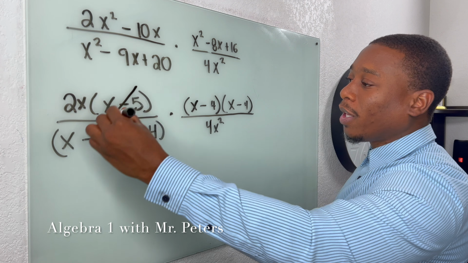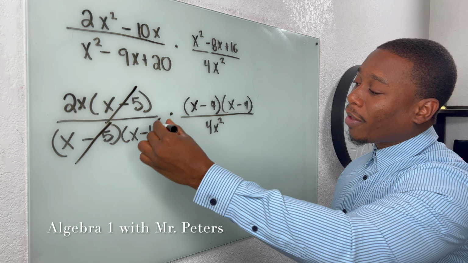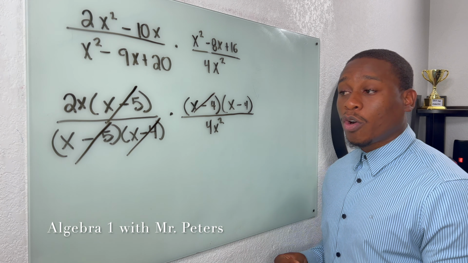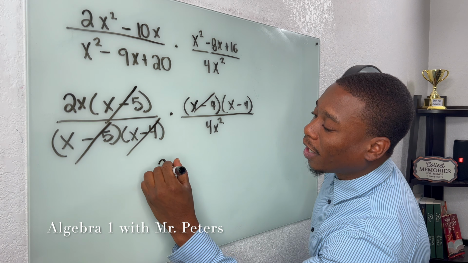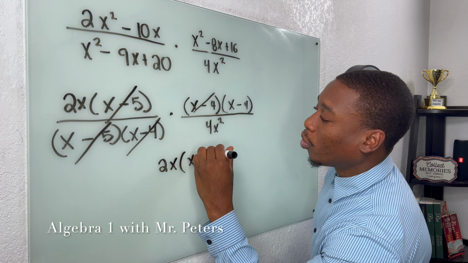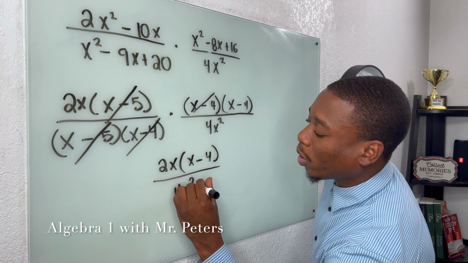Now at this step, we could simplify. So we have x minus 5 is gone with x minus 5. And then I have x minus 4 with x minus 4. So what is left over, Mr. Peters? I'm glad you guys asked. We have 2x times x minus 4 all over 4x squared.